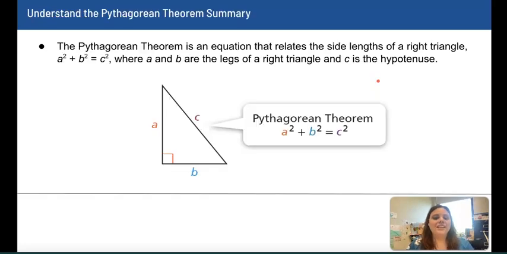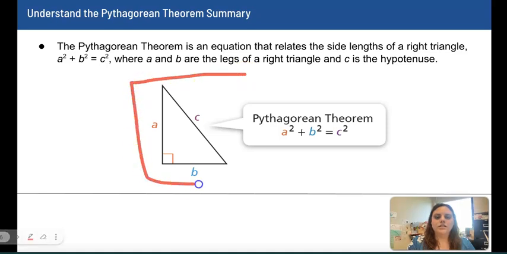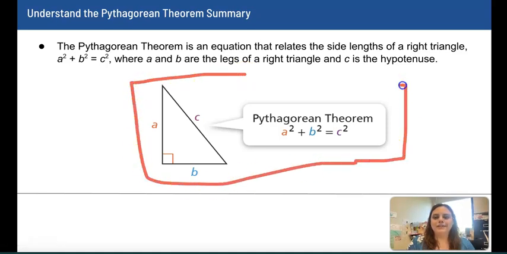That's it. That's the Pythagorean theorem. The Pythagorean theorem in an equation relates the side lengths of a right triangle, a squared plus b squared equals c squared, where a, b are the legs of the right triangle and c is the hypotenuse. If you just draw this picture into your summary, that would be enough to summarize what we just did.